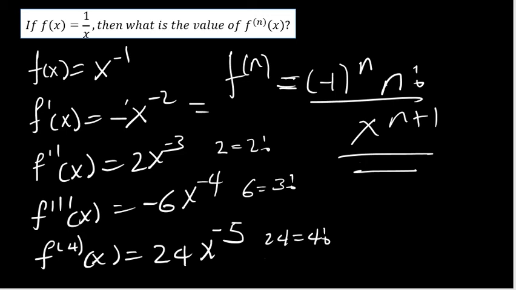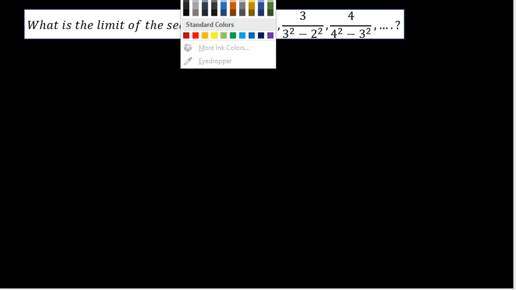Let us go to the next question. Okay, the fifth one is again the limit of a sequence. What does it say? What is the limit of the sequence 1, 2 over 2 squared minus 1 squared, 3 over 3 squared minus 2 squared, again 4 over 4 squared. Look, first term, second, third, fourth, it will continue in that manner.